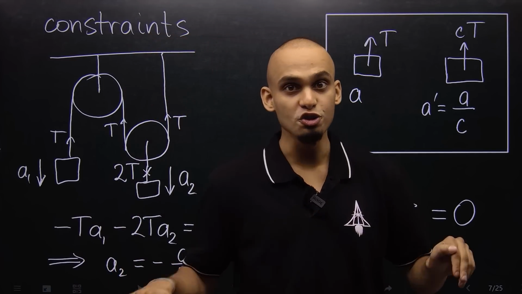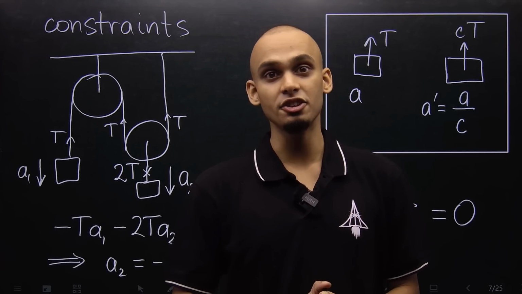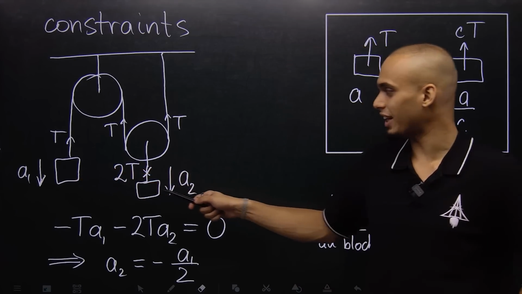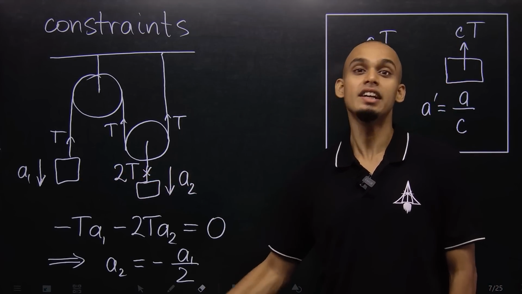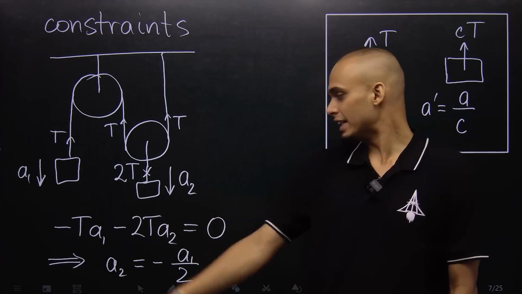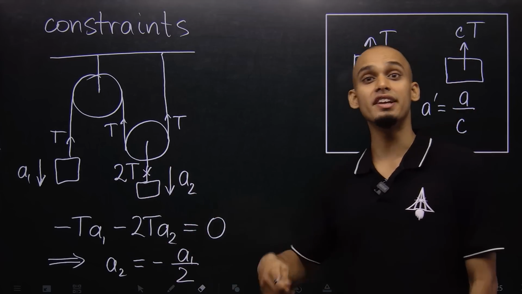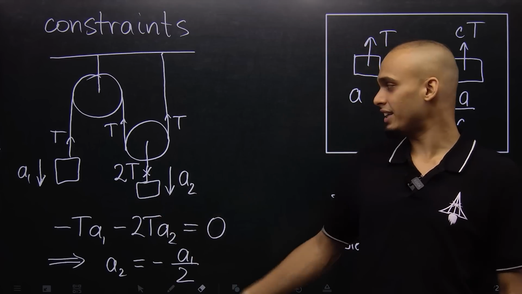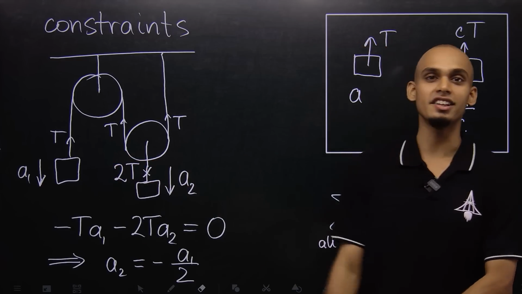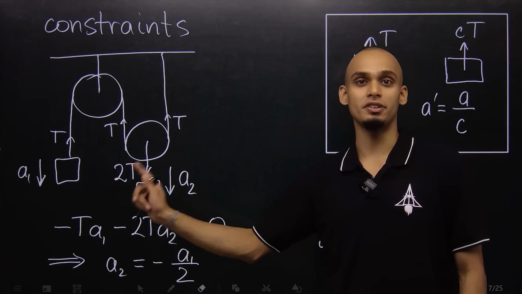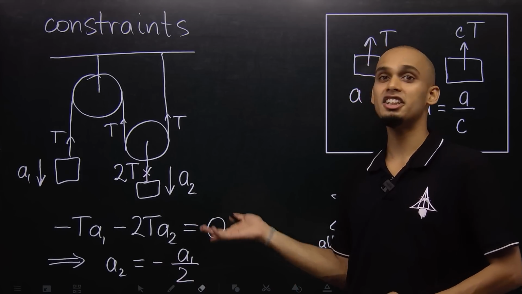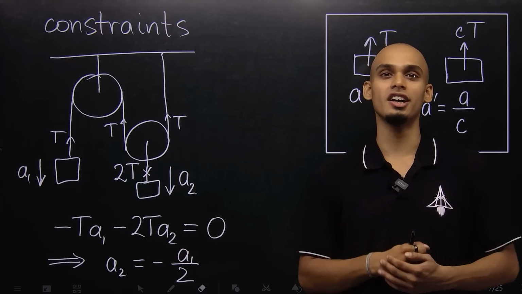But if you are not sure what the direction of acceleration of particular blocks will be, then the technique is very simple. You can assume all accelerations to be in the downward direction. The maths will take care of itself. If the directions of motion of two objects are opposite, then the value of the acceleration will come out negative, signifying that the direction is opposite. So you can assume all the accelerations to be downwards. The maths will take care of itself, and the values will be positive or negative depending on whether the acceleration is in your assumed direction or opposite to your assumed direction.